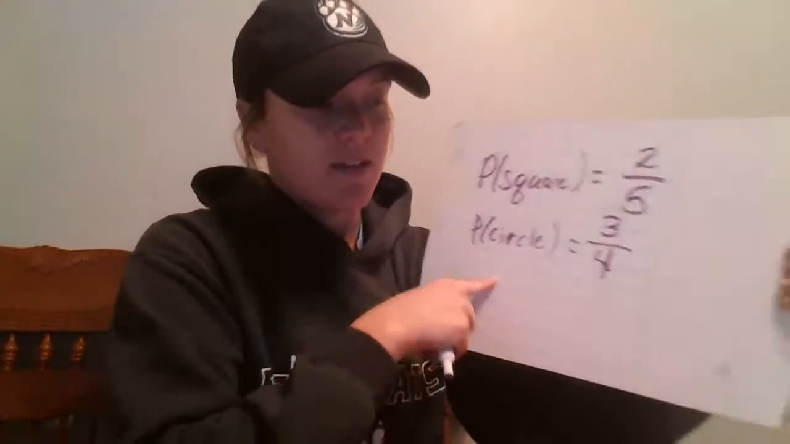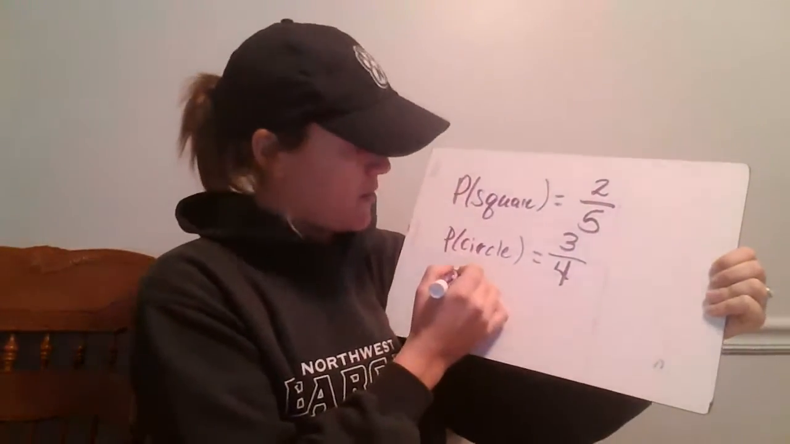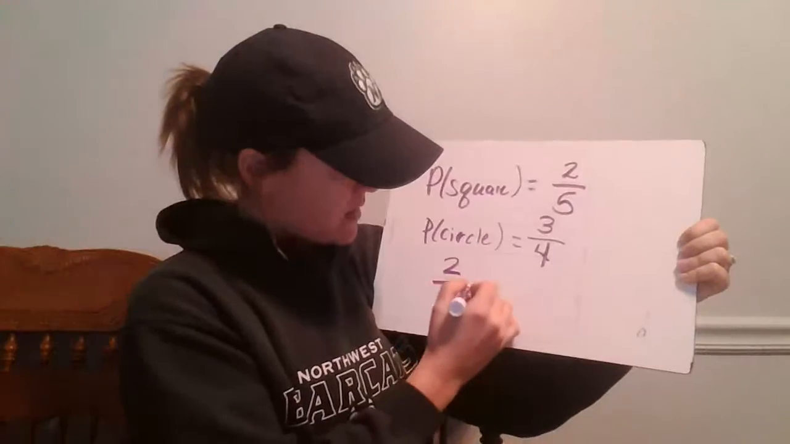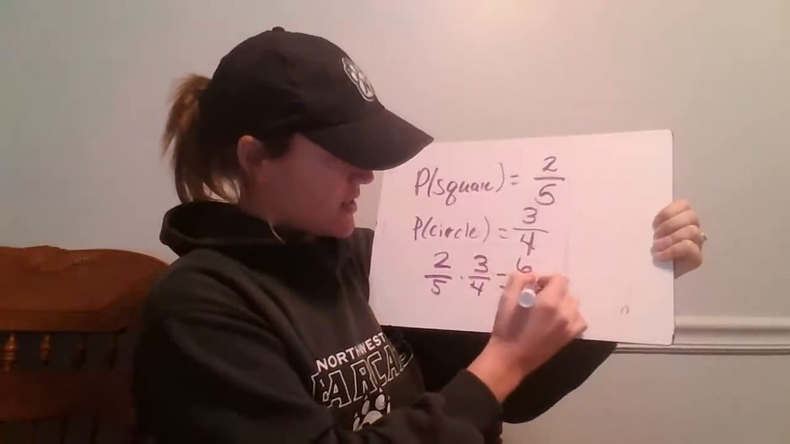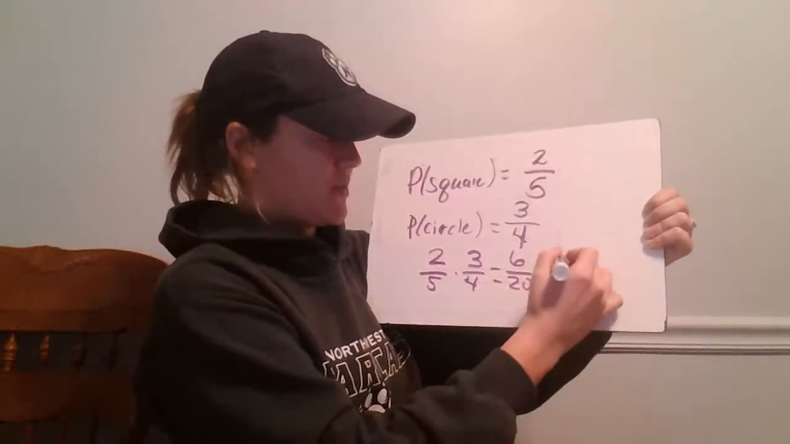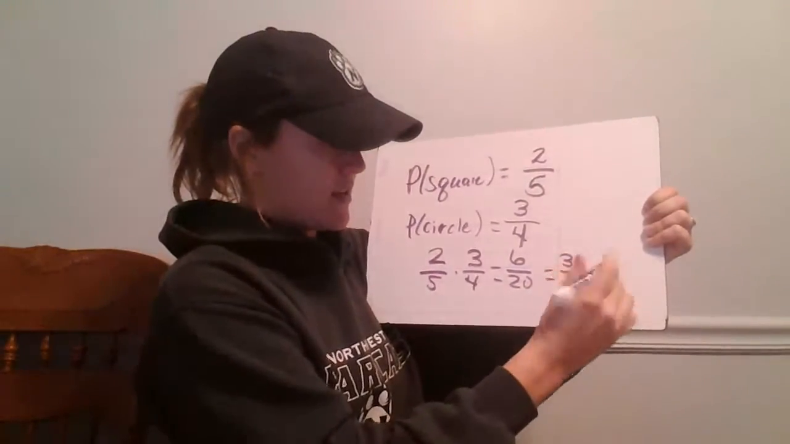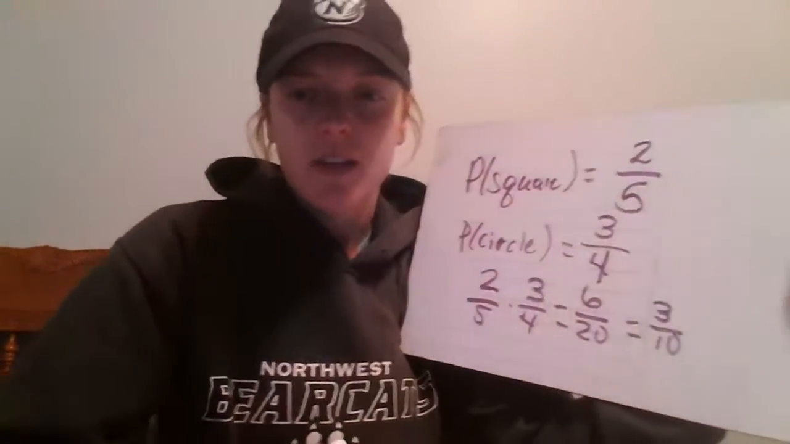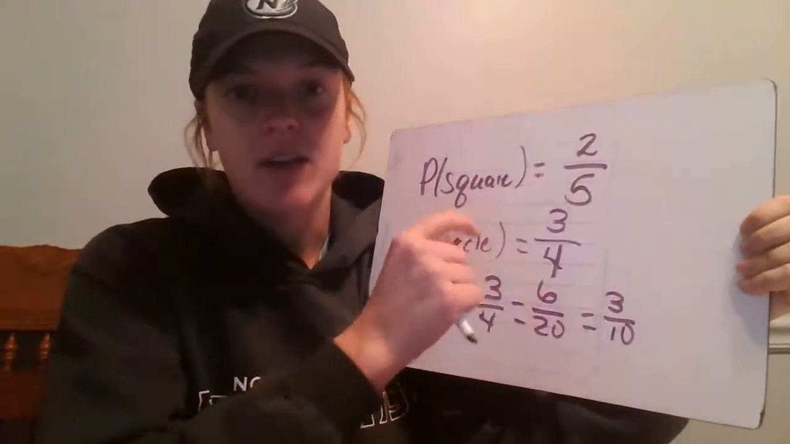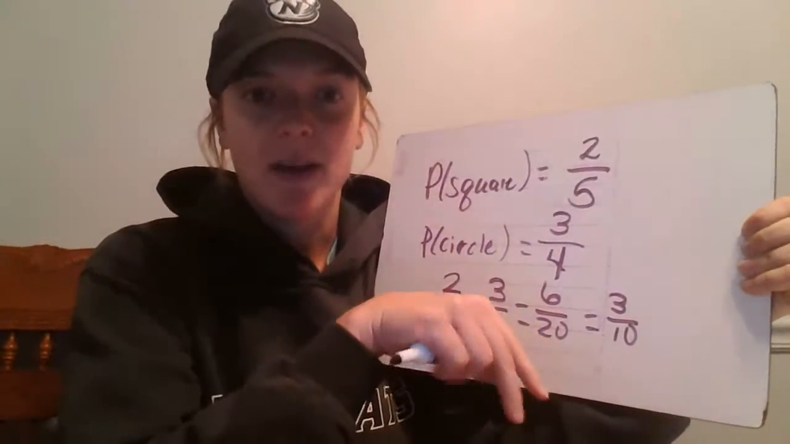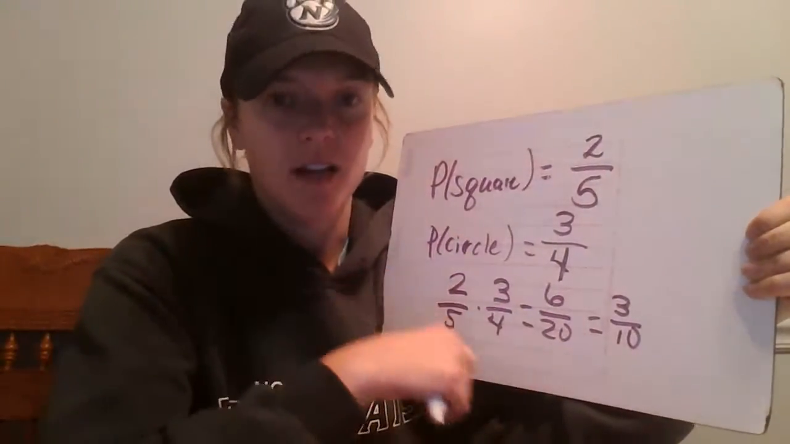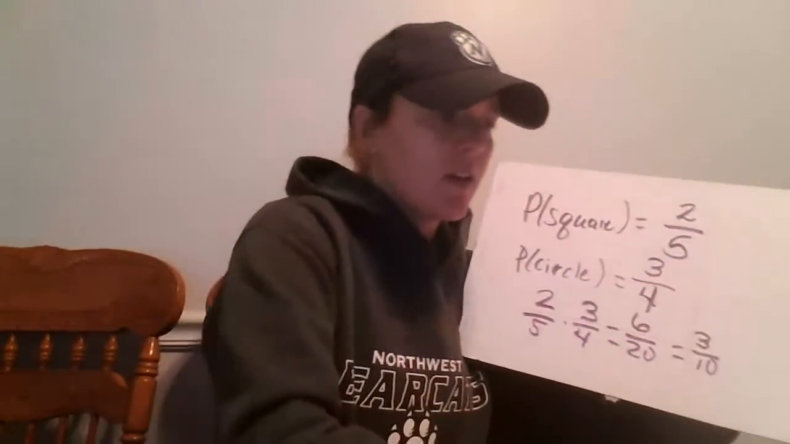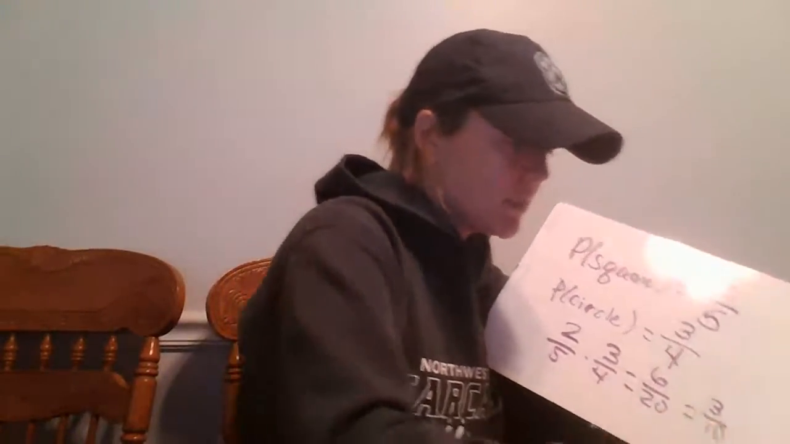Okay, so we need to find the probability of getting a square the first time and a circle the next time. So since we need to find both, we need to do 2/5 times 3/4, which we're going to get 6 over 20, which reduces down to 3/10. Okay, so remember, this is a dependent event because she didn't put that square back in. So that means that we're down a shape, which means we need to go down in our denominator.